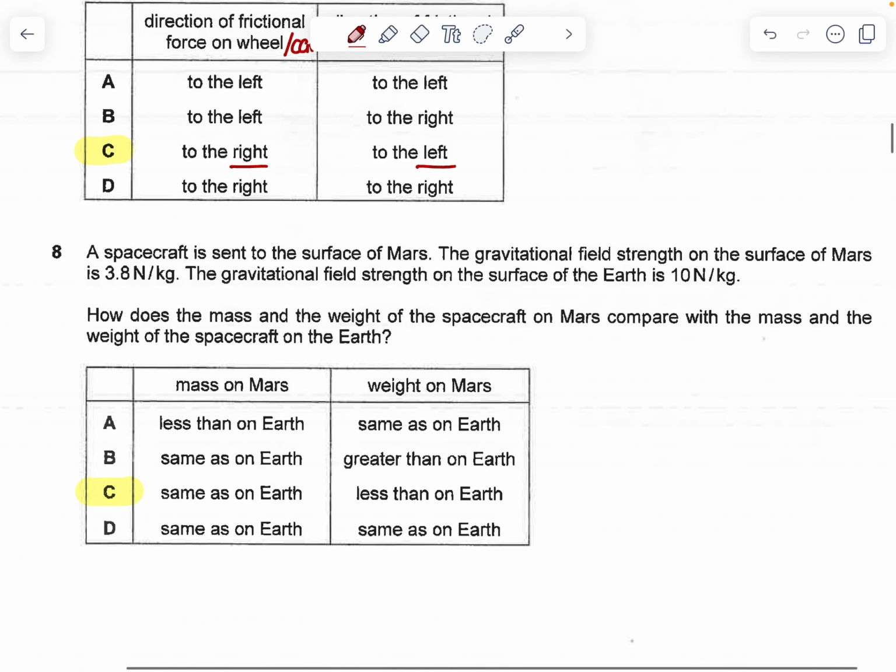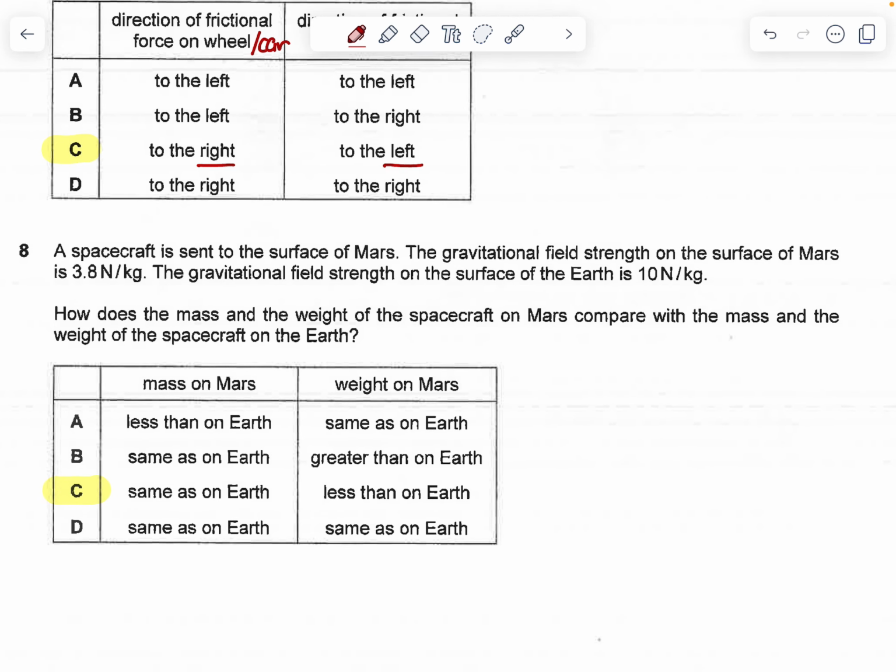Question 8. A spacecraft is sent to the surface of Mars. The gravitational field strength on Mars is g, 3.8. The gravitational field strength on Earth is 10 newtons per kg. Mass always stays constant. So it should not change. However, the weight is dependent on gravitational field strength.